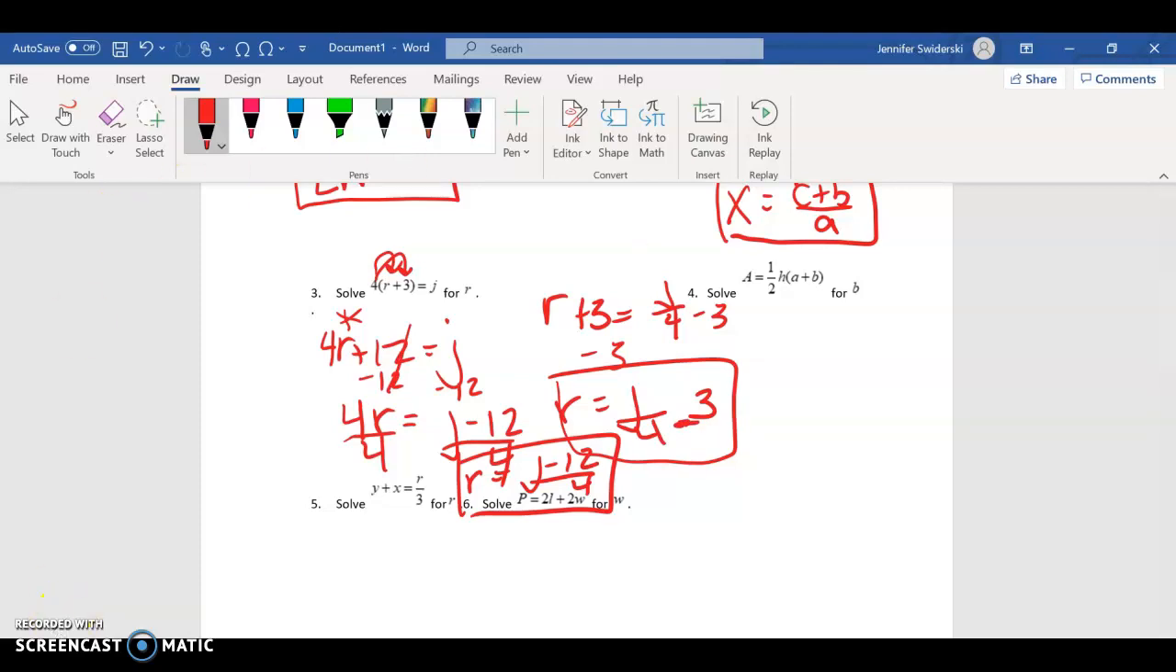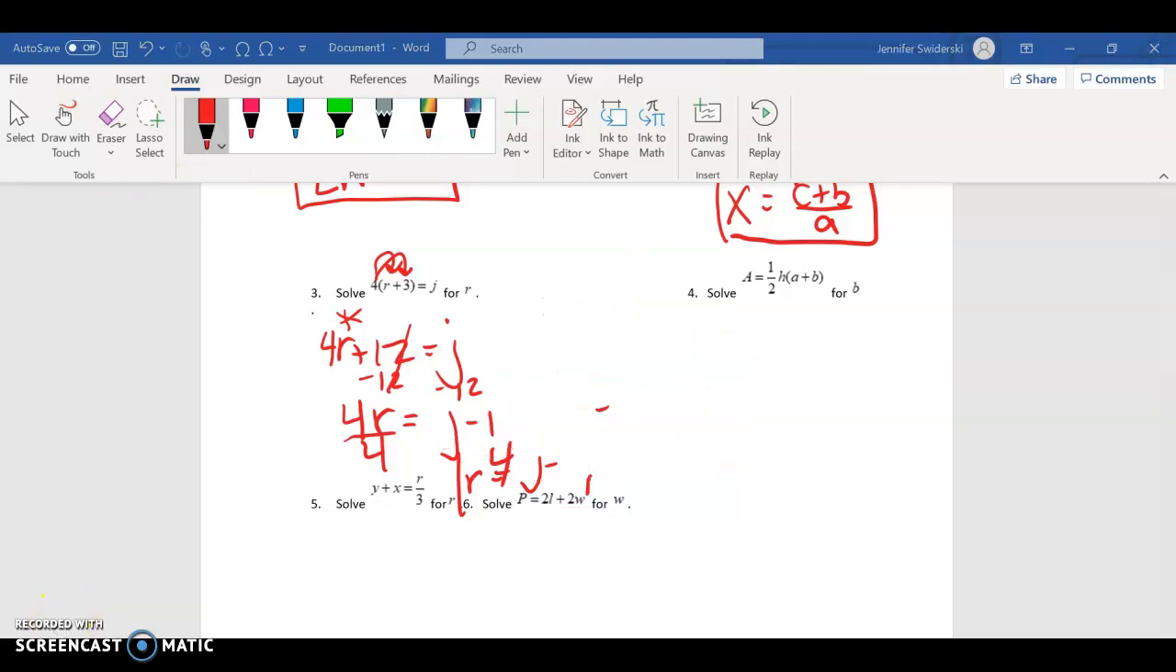This next one says solve A equals 1/2 H times the quantity of A plus B, solve for B. To do that, I need to get everything away from this B. I'm going to start from the outside in. The opposite of multiplying by a fraction is multiplying by its reciprocal. So I can multiply both sides by 2 to get rid of this 1/2. When I do that, if I multiply this side by 2, those are going to clear, and I'm also going to multiply the left-hand side by 2.